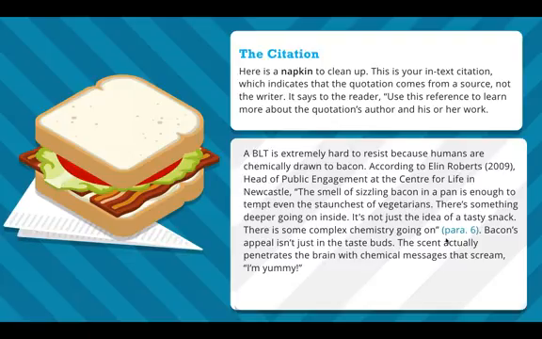And here's what this would look like. Real quickly, anytime we mention the author's name in the actual paragraph, we immediately put the year of publication in parentheses. Okay, so in this case, it's 2009. And after the quotation is delivered, we put a page or paragraph number.